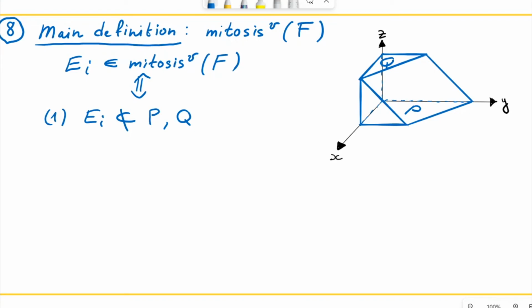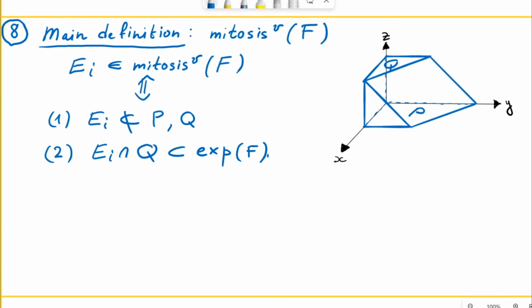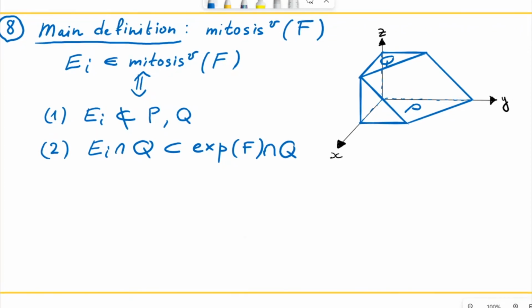So the first condition is that Ei is not a horizontal face. So we have 2 horizontal faces, P and Q, and Ei shouldn't lie in any of them. So Ei should be a non-horizontal face. The second condition tells us that the intersection of Ei with Q is somehow degenerate, so it is contained in the intersection of the expansion of F with Q, where expansion is a unique face of delta such that its intersection with P is exactly F.